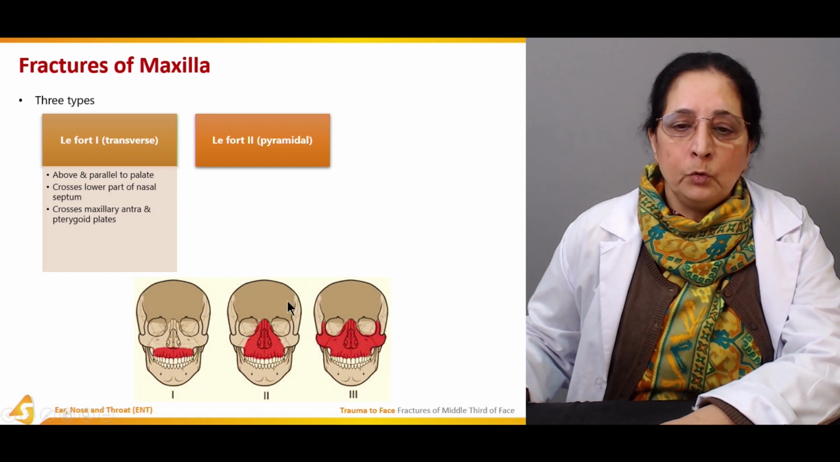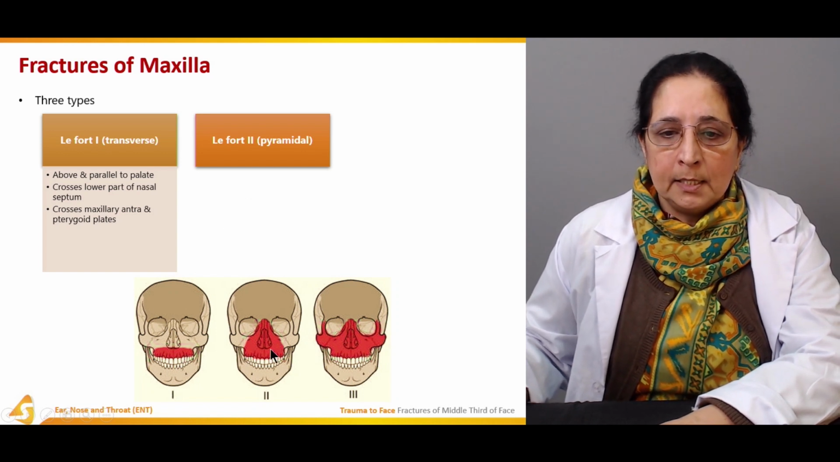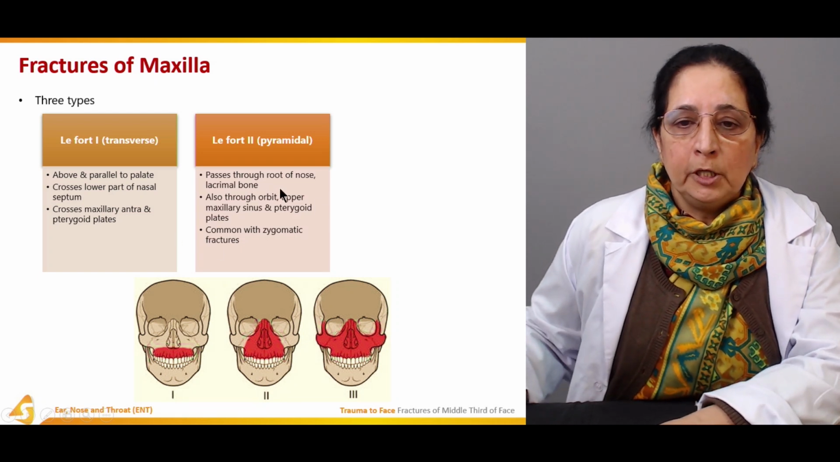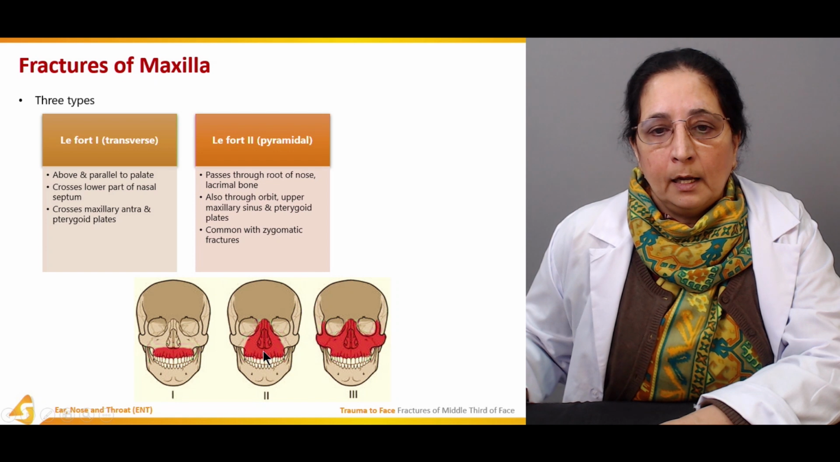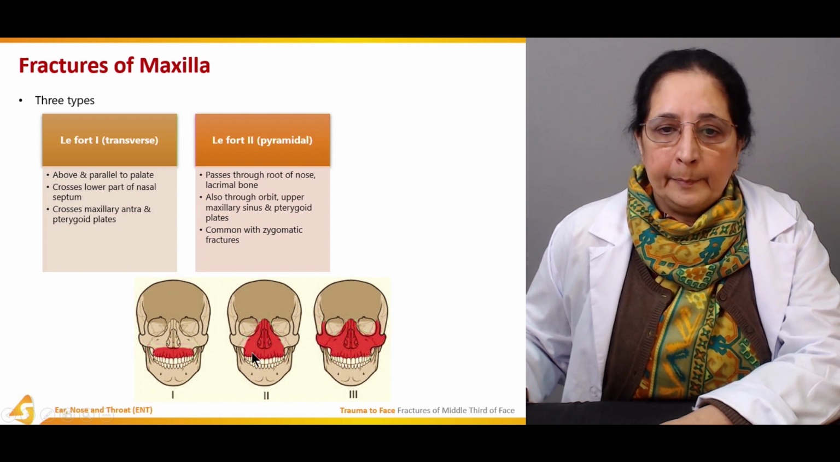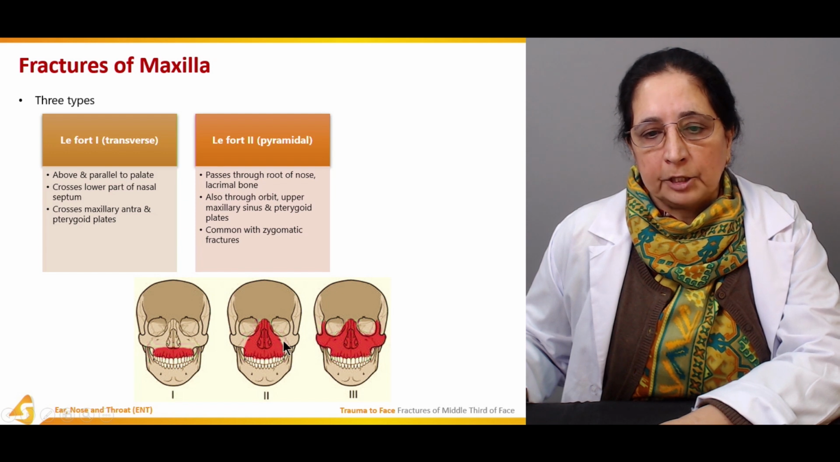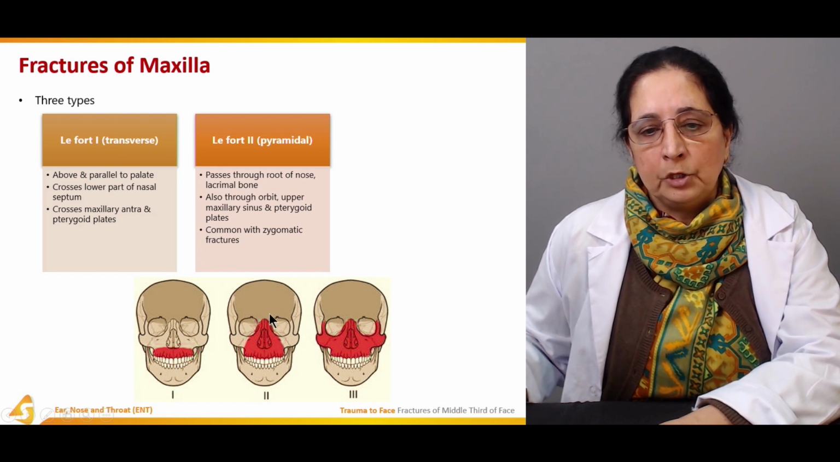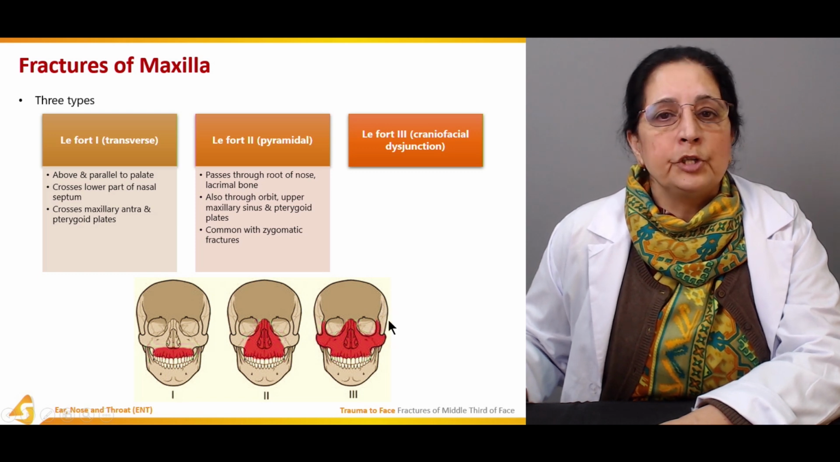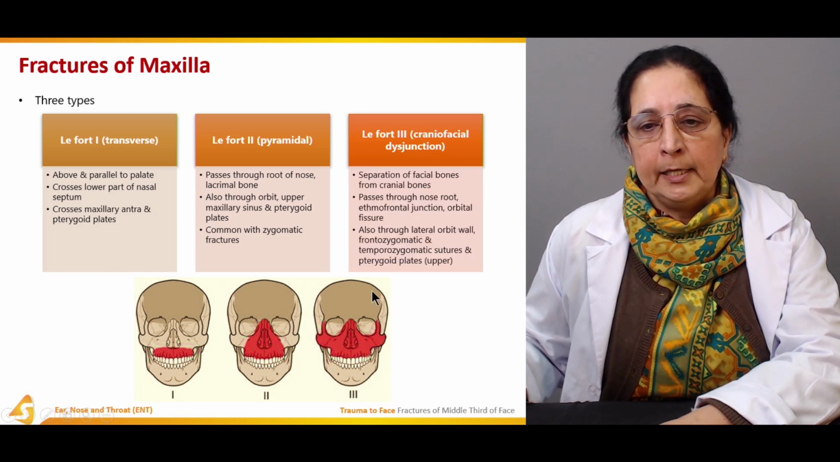Then we have Le Fort 2, which is pyramidal in shape. Here you can see it going from the maxillary region all the way up in a pyramidal fashion, passing through the root of the nose, lacrimal bone, also through the orbit, upper maxillary sinus, pterygoid plate, and common with zygomatic fractures. So this is the Le Fort 2 type of fracture, and this is Le Fort 3, where there is craniofacial disjunction because it is approaching this portion of the cranium.